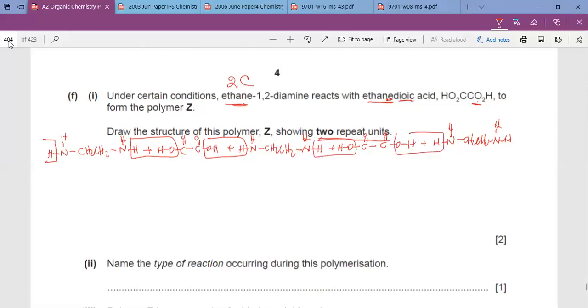Here's a box. Okay, so remember, it will form here. Remember, there's one monomer there. So these two parts will form one repeat unit, isn't it? Right? So one repeat unit. So I draw a line here.